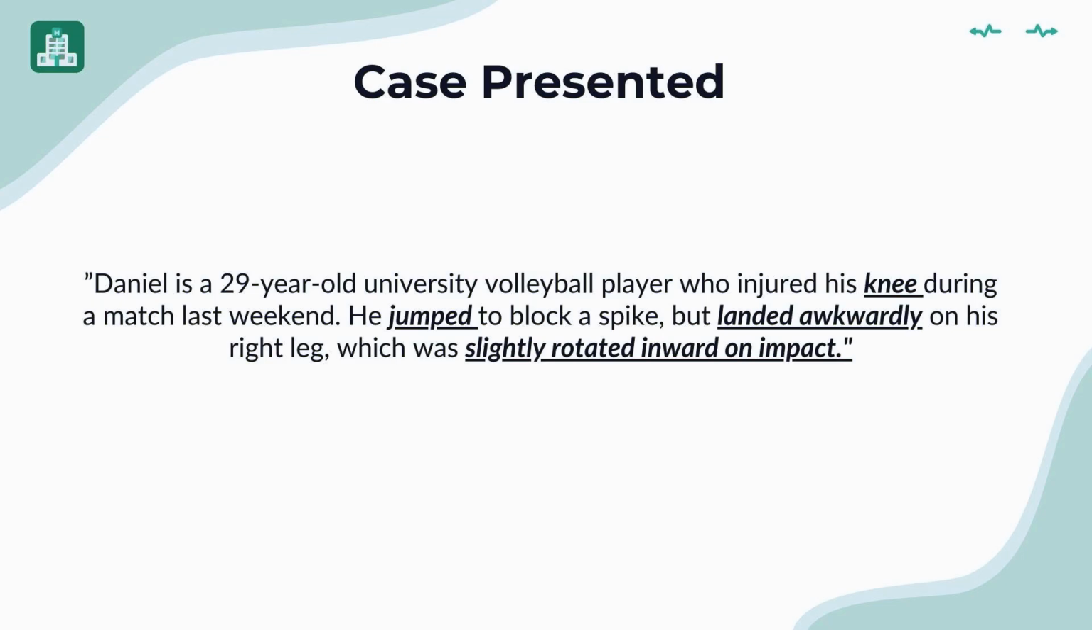So I'll read it to you. He is a 29-year-old volleyball player who injured his knee during a match last weekend. He jumped to block a spike, but he landed awkwardly, and on his right leg it was slightly rotated inwards upon impact. So that is the case study we have.